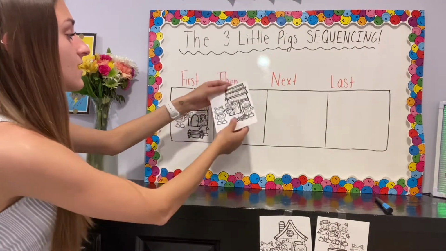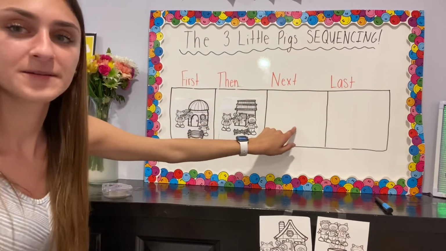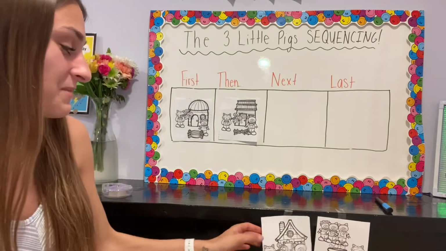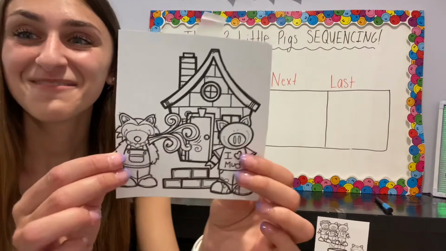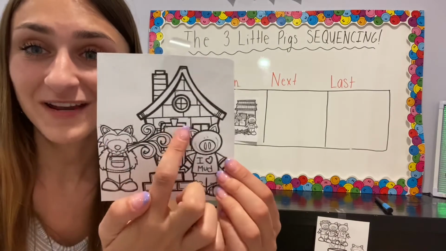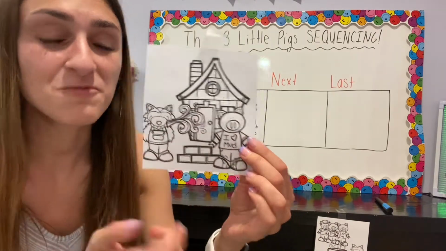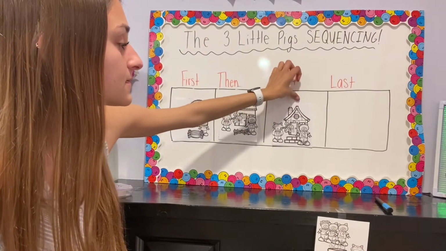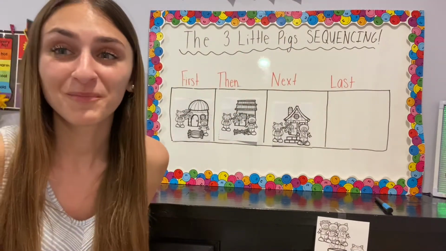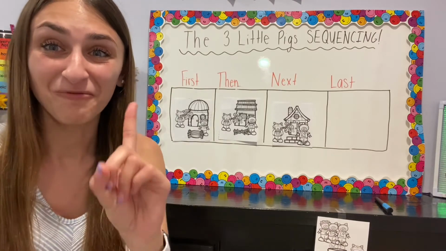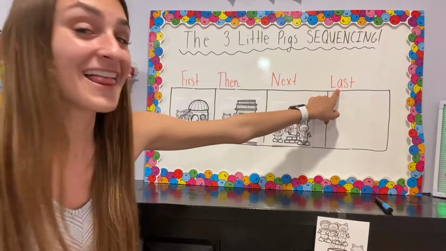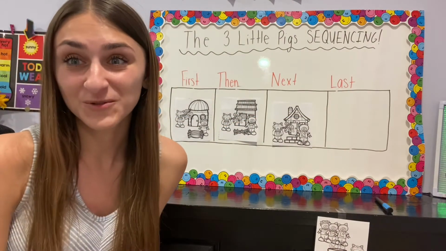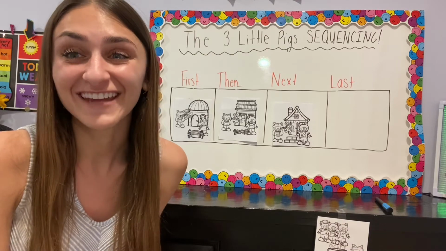So we have, first the pig built the straw house, then the second little pig built the stick house. What happened next? The third little pig built his house out of bricks. So you're going to take your picture with the bricks, the third little pig, and the wolf, and you're going to tape it up into box number 3, where it says next. Now, how many more boxes do we have left? 1 more. And our last box says last, because this is the last event in the whole story, the ending of the story, because we know all stories have an ending.